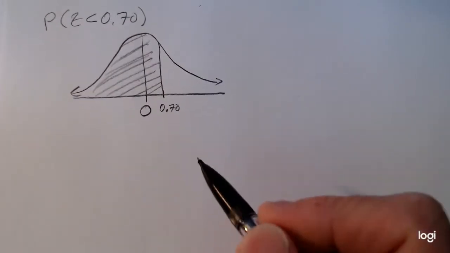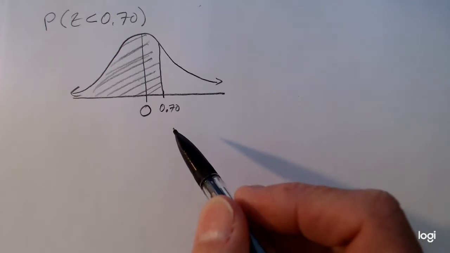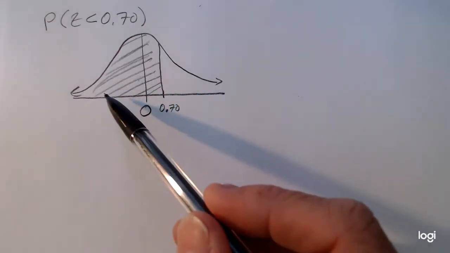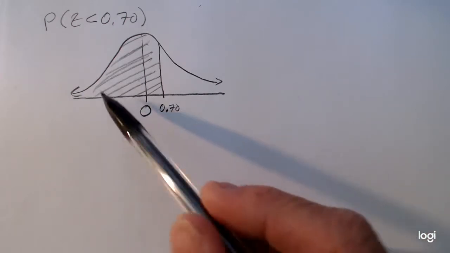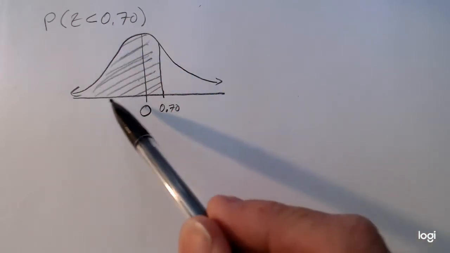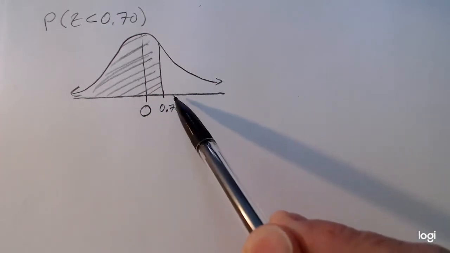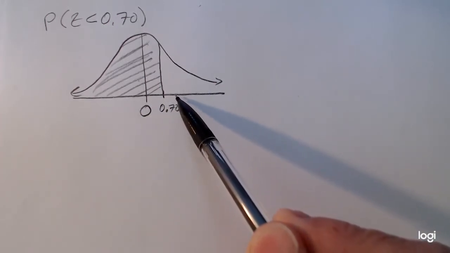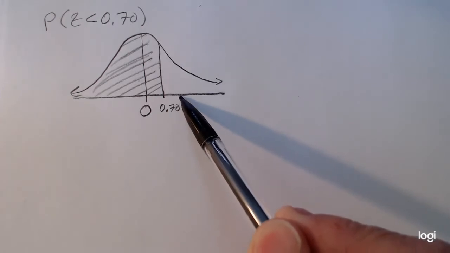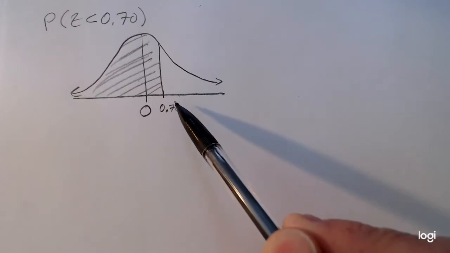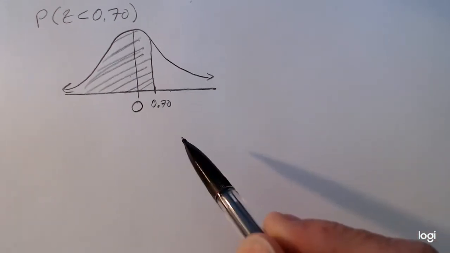than 0.70. Now, unlike the discrete case, this is a continuous distribution, meaning that our random variable z can take on any value along this axis. So the case of equality doesn't matter in the continuous case, unlike the discrete case, where whether or not you included the value would make a difference in your final answer. In this situation, it does not.